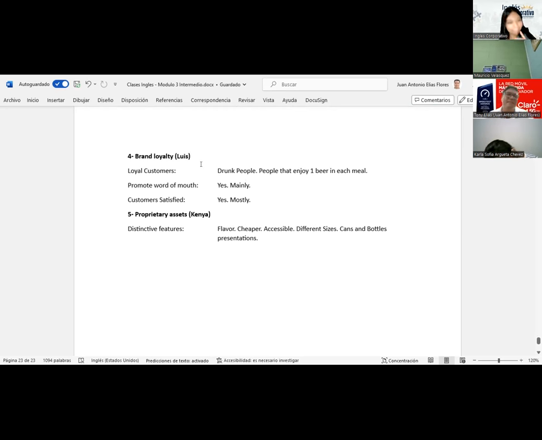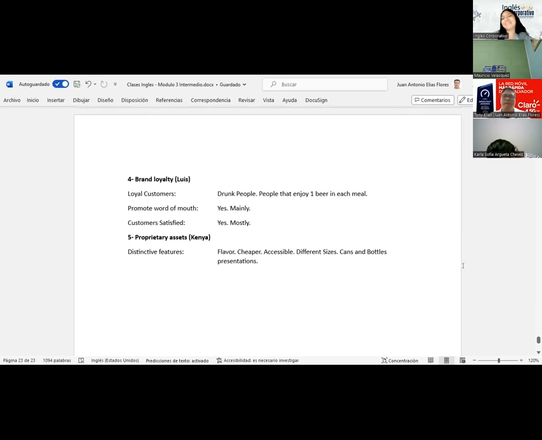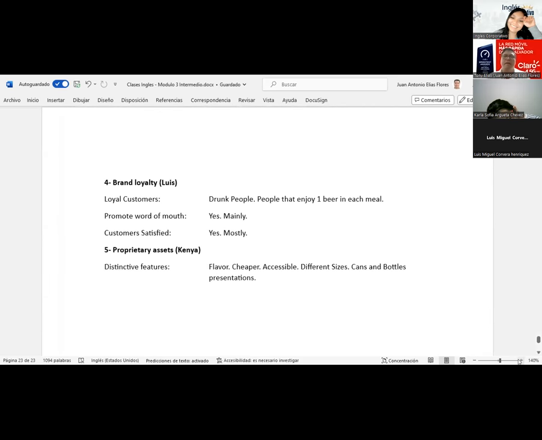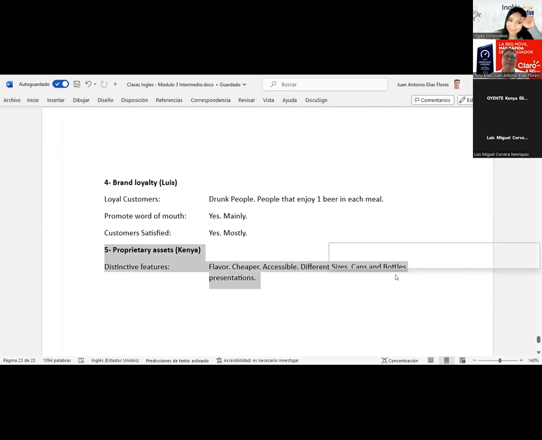Brand loyalty: loyal customers, young people that enjoy one beer at each meeting. Does it promote word of mouth? Yes, mainly. Customer satisfaction, yes, mostly. And the last one, proprietary asset. Does the brand offer distinctive features that make it stand out from the competitors? Yes, the distinctive features are flavor, cheaper, accessible, different sizes, cans, and bottle presentations.